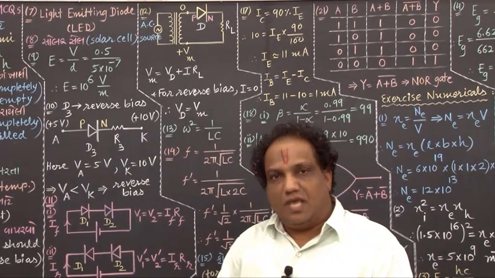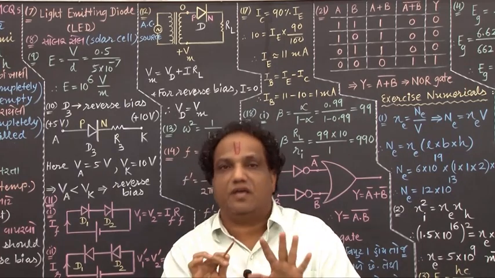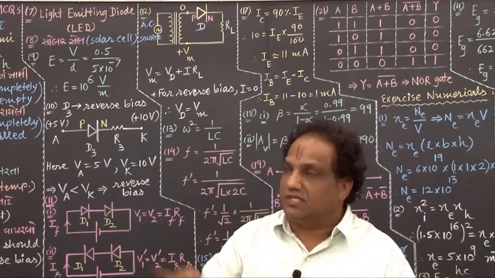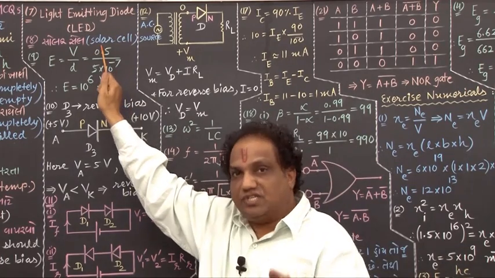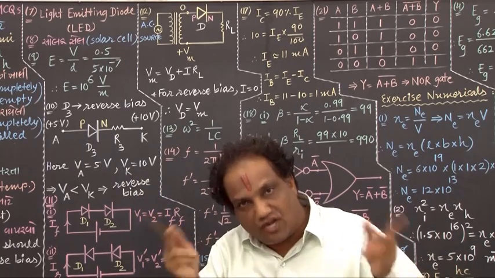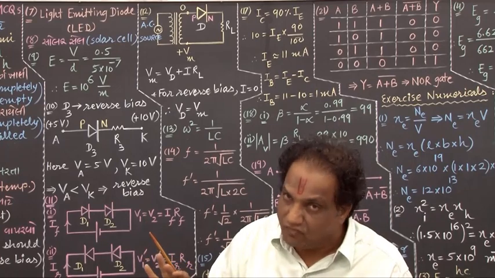Read it. Among the given devices, which device does not require any bias voltage? Among the given options, this is the solar cell which does not require any bias voltage. Okay. The remaining 3 require some bias voltage, whereas the solar cell does not require any bias voltage.